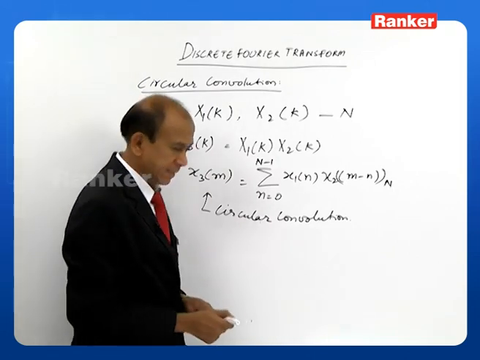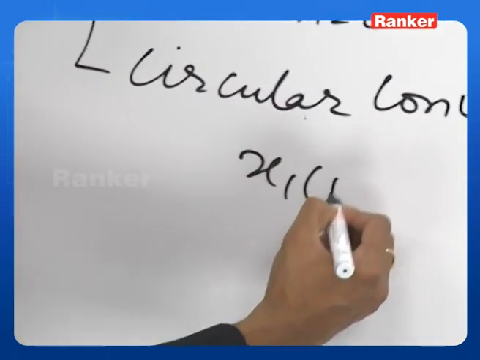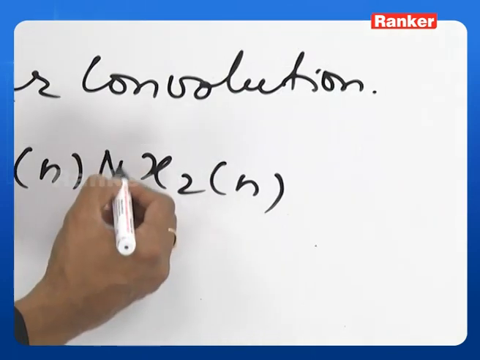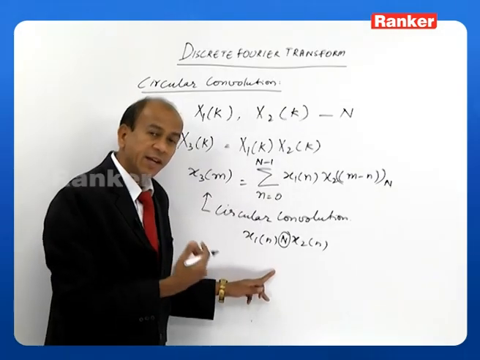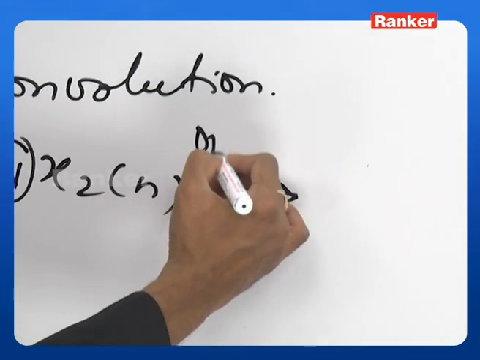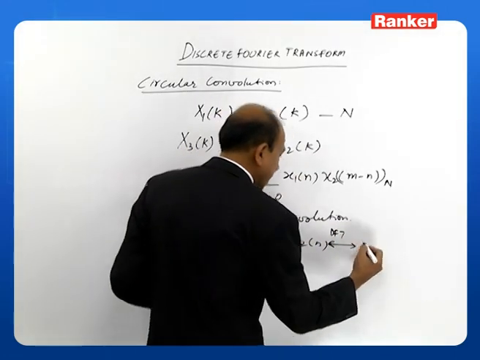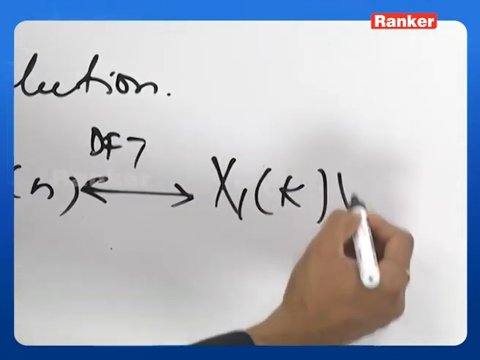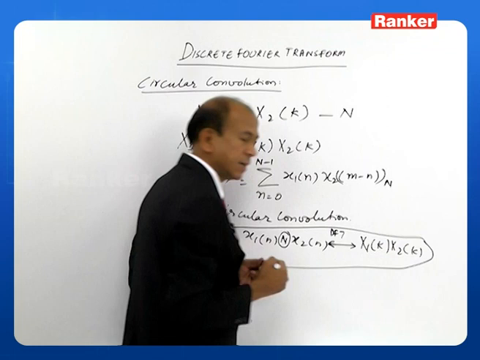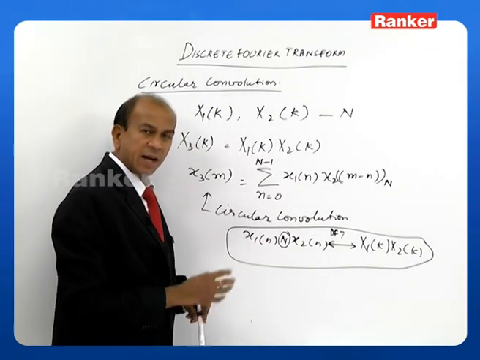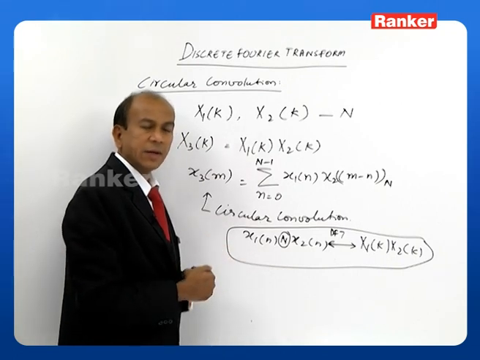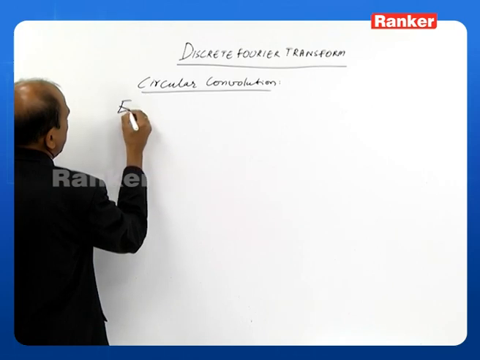So, how do I express this? Let us say x1 of n and x2 of n are circularly convolved. I put the letter N here with a circle around it, which is an indication of circular convolution. This will be equal to having a DFT, which is nothing but X1 of k times X2 of k. So, this is our property of circular convolution. Let us see one small example on circular convolution and try to understand how we can do circular convolutions. This is example 1.